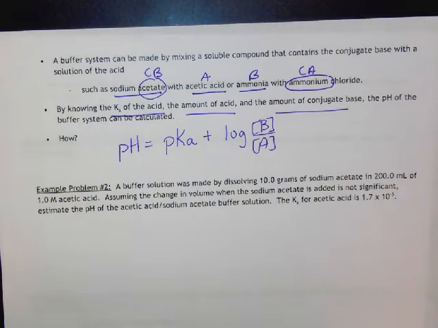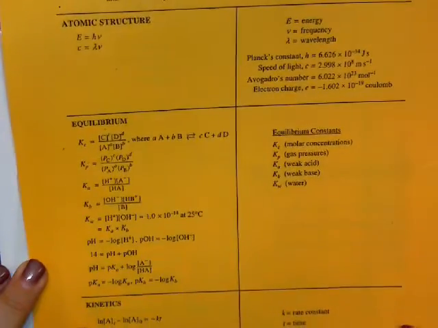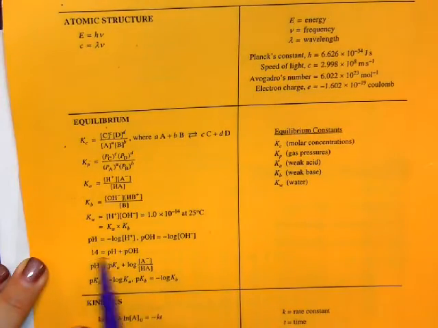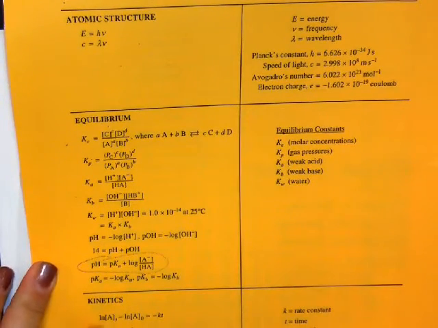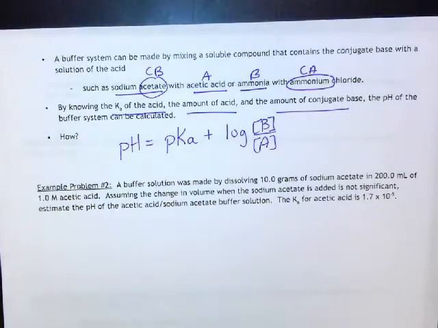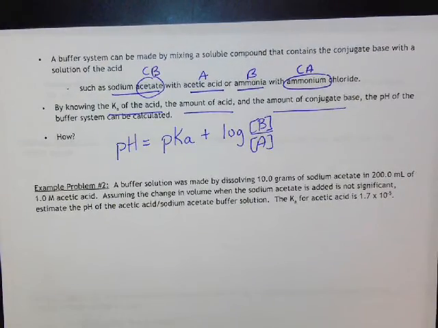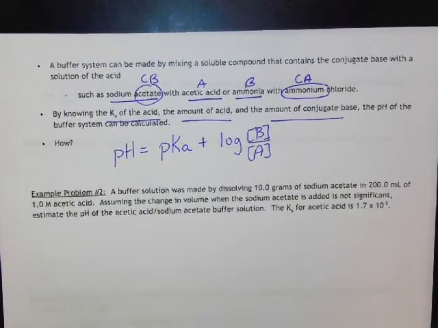And I believe this equation is in your reference packet. Right? It is right here. The pH equals pKa plus the log of base over acid. Now they use conjugate base and acid here, but as long as you can identify what's the base and what's the acid. Okay? So we're going to look at this problem here.